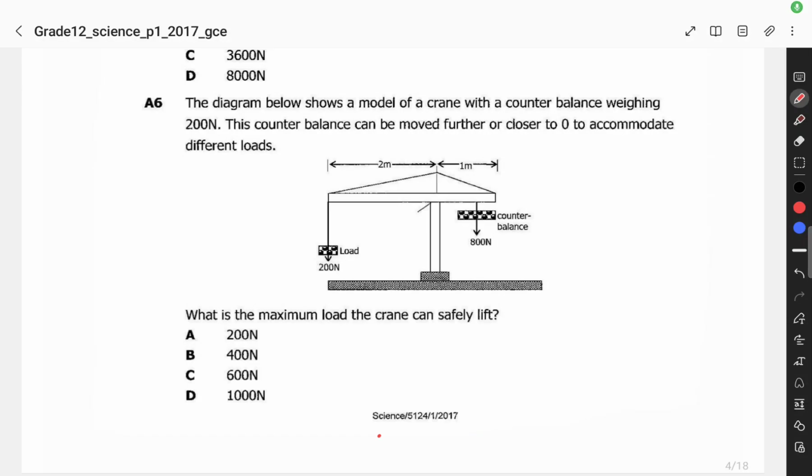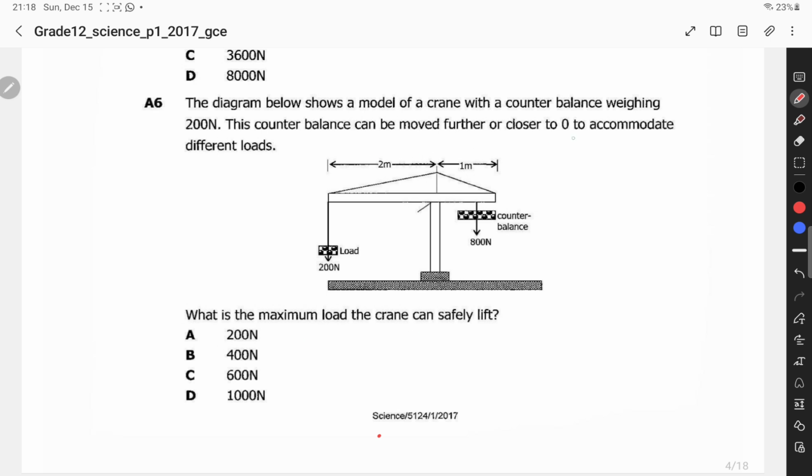Look at how to work out this problem, and let's see how it goes. Here we have a diagram that shows the model of a crane with a counterbalance weighing 200 newtons. This counterbalance can be moved further or closer to zero to accommodate different loads. What is the maximum load the crane can lift?